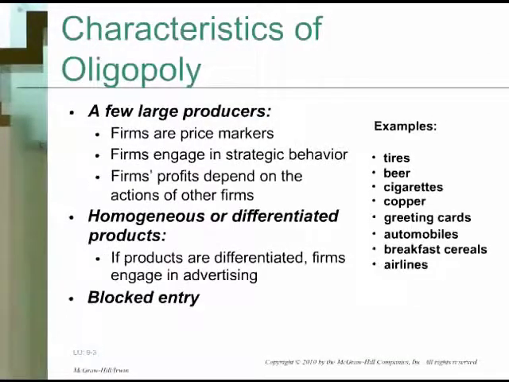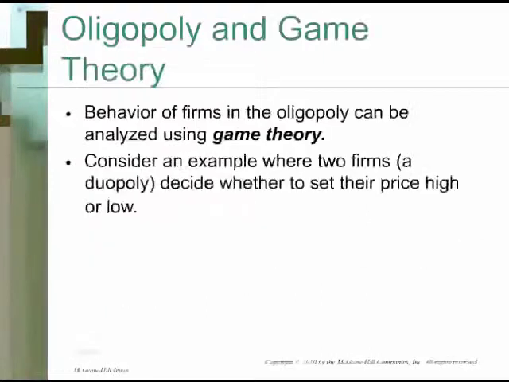Let us now turn to oligopoly, which is characterized by a few large producers who are price makers that engage in strategic behavior, and where the profits of one firm depend on the actions of other firms. An oligopolistic industry may produce homogeneous or differentiated products. If products are differentiated, firms engage in advertising. The entry into oligopoly is blocked. Examples of oligopolies are manufacturers of tires, beer, cigarettes, copper, greeting cards, automobiles, breakfast cereals, airlines, and the like.